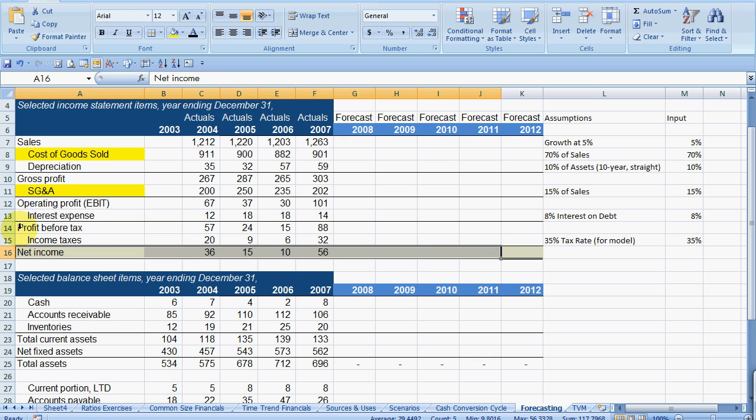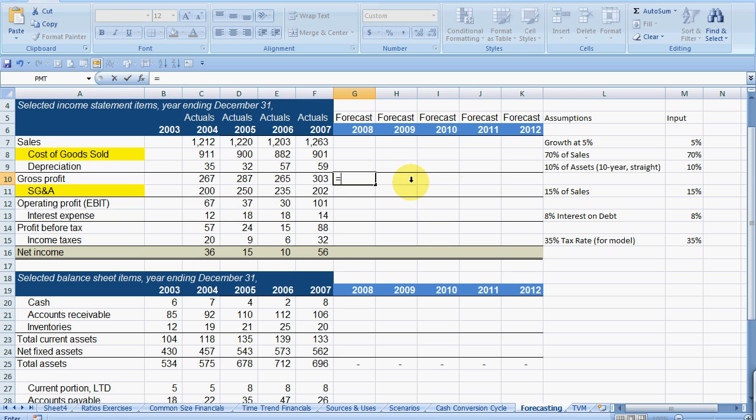Everything I'm highlighting right now is going to be calculated the same as always. Gross profit is always going to be our sales minus our cost of goods sold and depreciation. Our operating profit is always going to be our gross profit minus our SG&A. Our interest expense is going to be calculated as a percentage of debt. Our profit before tax, or earnings before tax, as we should call it, is nothing more than our EBIT minus our interest, and our net income will be our earnings before taxes minus our taxes. So we can already get a big chunk of our work done for us, just like that, and this will automatically populate in the future.